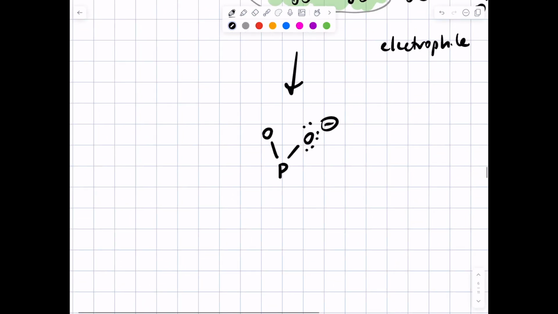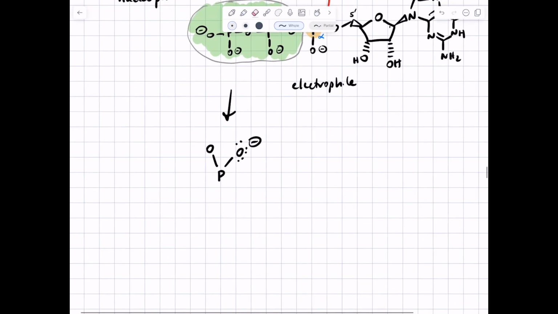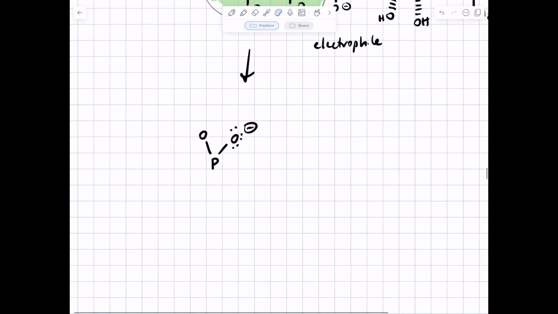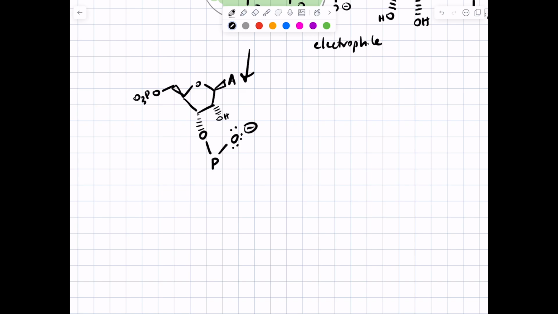I'm going to use an R here for, well, when drawing stuff in biochemistry, it's never clear how much of the molecule you should draw to get your point across. I'm already regretting how much of the molecule I'm drawing here. I'm going to abbreviate the rest of it like this.